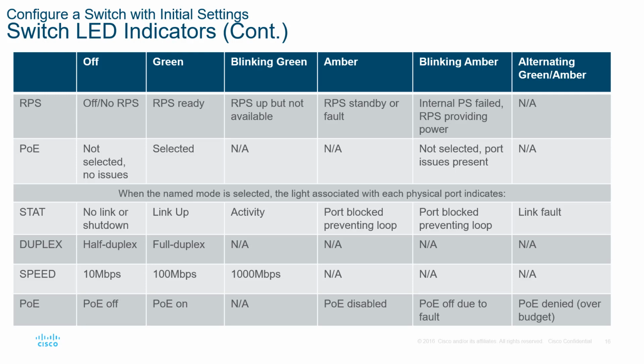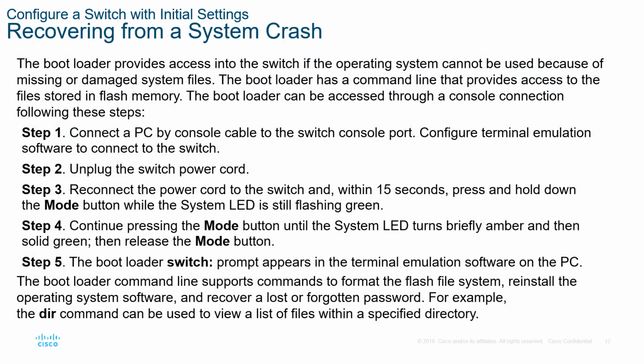Next, what happens if we have a switch and the file system on it crashes? What do we do? How do we recover? So the recovery is a 5-step process. We're assuming you physically have the device and you have a console cable. You will connect the PC to the device using the console cable, plugging into this. Here we're using a switch as an example. You'll be plugging the PC into the console port of the switch. You'll configure the appropriate terminal emulator and connect to the switch.